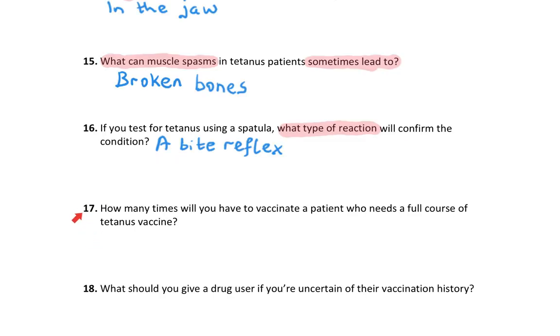Question number 17. How many times will you have to vaccinate a patient who needs a full course of tetanus vaccine? So we are looking for the number of times, okay? So this should be in the form of a figure. However, this should guide you: a full course of tetanus vaccine. So we go to the text that contains vaccination or immunization guidelines. Then we look for a full course, the total dose or number of times, okay?